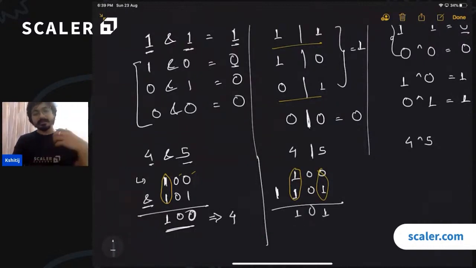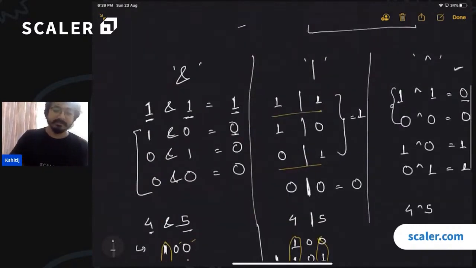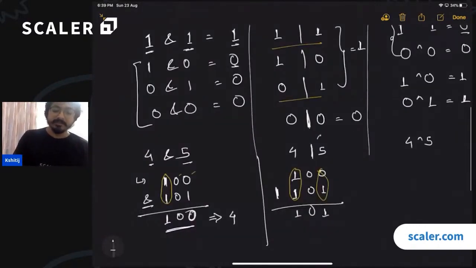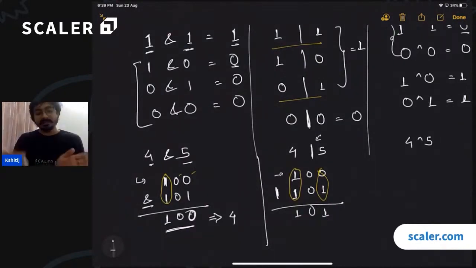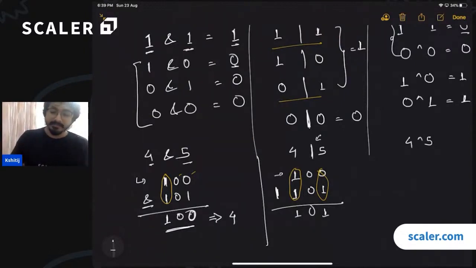So what we do is we convert both of the numbers to their binary representation, and then we do the bitwise operation, whichever operator it is. So if you are taking the bitwise OR of two numbers, you will just convert them to binary representation, and then for all the corresponding bit pairs, you will be doing this operation. Okay. So this is going to be 5.